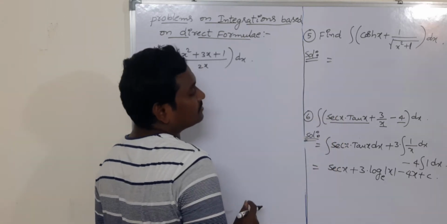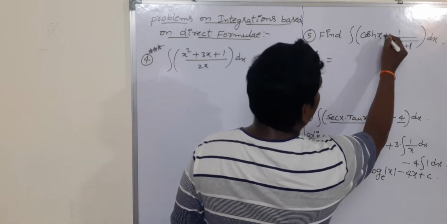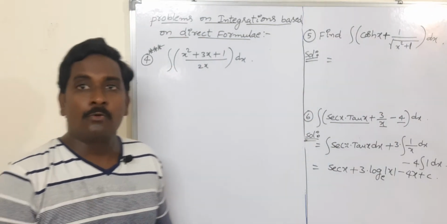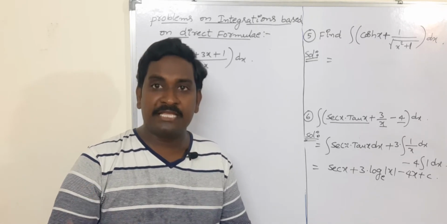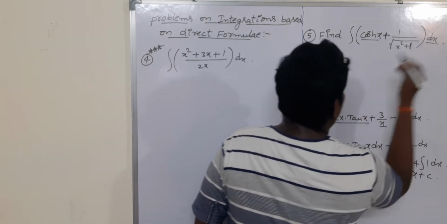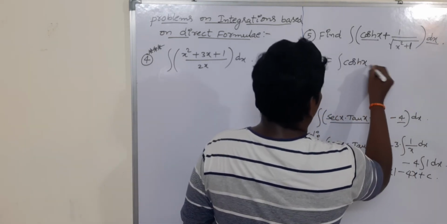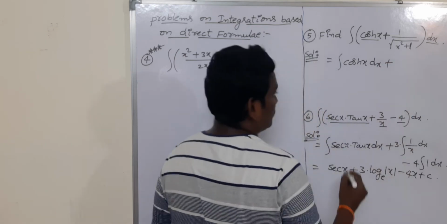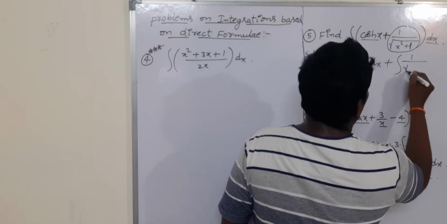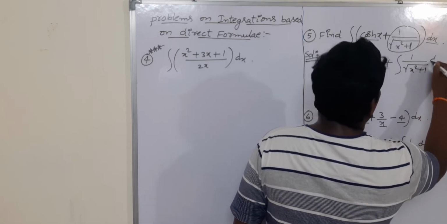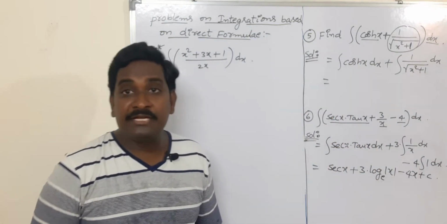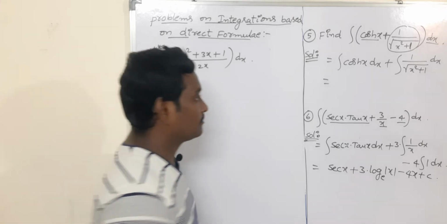Directly separate the terms. Here we have only two terms which are in addition. Whenever two terms or more terms are in addition, otherwise subtraction, we can easily separate the terms by using linear property. Integral cos hx dx plus integral, this is the second one, integral 1 by root over x square plus 1 into dx. Cos hx is known as a hyperbolic function. Integral cos hx is sin hx.